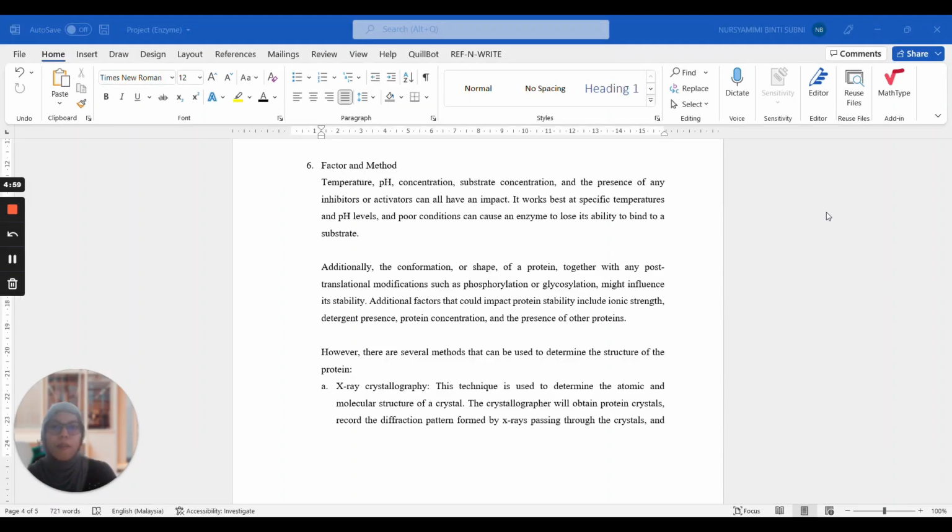Okay, last is about factors and methods. For factors, enzyme activity can be affected by temperature, pH, enzyme concentration, substrate concentration, and the presence of any inhibitor or activator. It works best at specific temperatures and pH levels, and poor conditions can cause an enzyme to lose its ability to bind to a substrate.